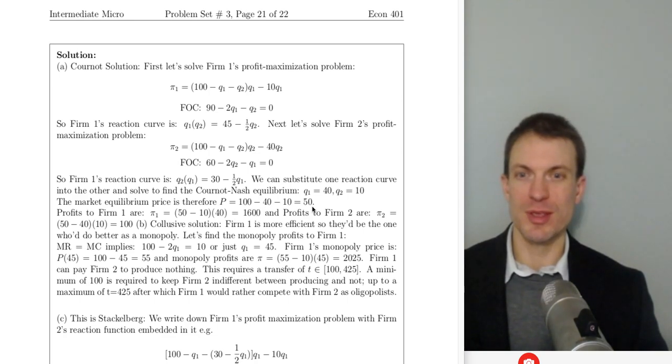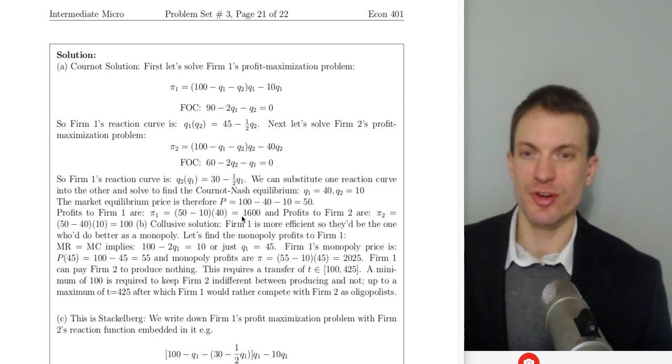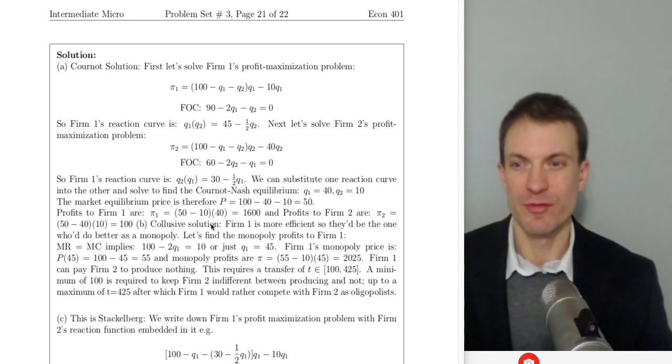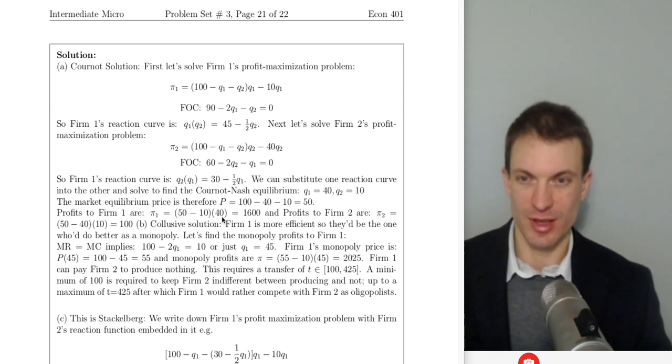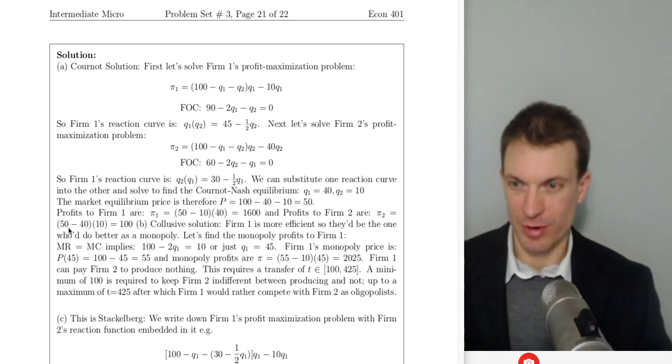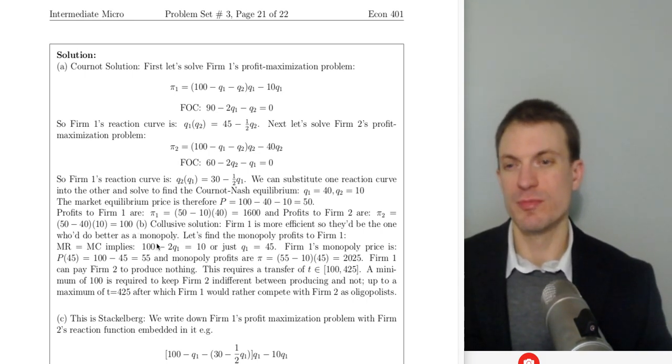Equilibrium price is going to be 50: 100 minus 40 minus 10. Profits are going to be 1,600 for firm 1. For firm 2, it's going to be 100. This is price minus marginal cost times quantity. Firm 1's more efficient, so they'd be the one who'd do better as a monopoly.